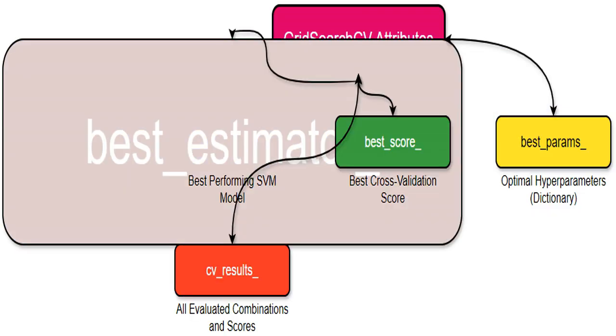This attribute gives you the star of the show, the actual best performing SVM model itself. It's not just the best hyperparameters, but the entire trained model ready to make predictions using those optimal settings. Think of this as the champion model that emerged after all the evaluations. You can directly use this model for predictions on new data.